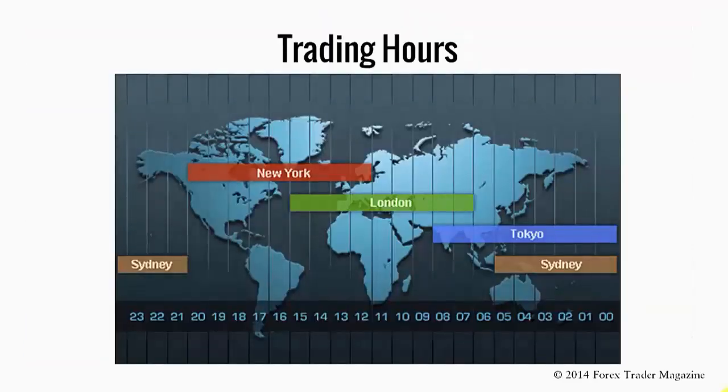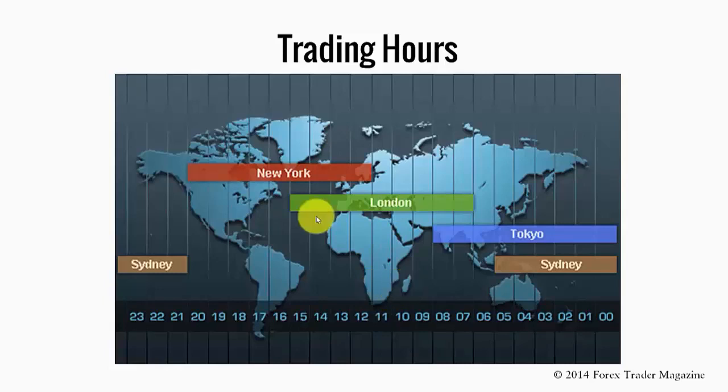So the trading hours then, we can see again on this chart, depending on where you are in the world, will depend on the best trading hours. But basically, the time that's best to trade is when there is most movement, most volatility, and most volume going through. And that would be in this area here, where London and New York are both trading.